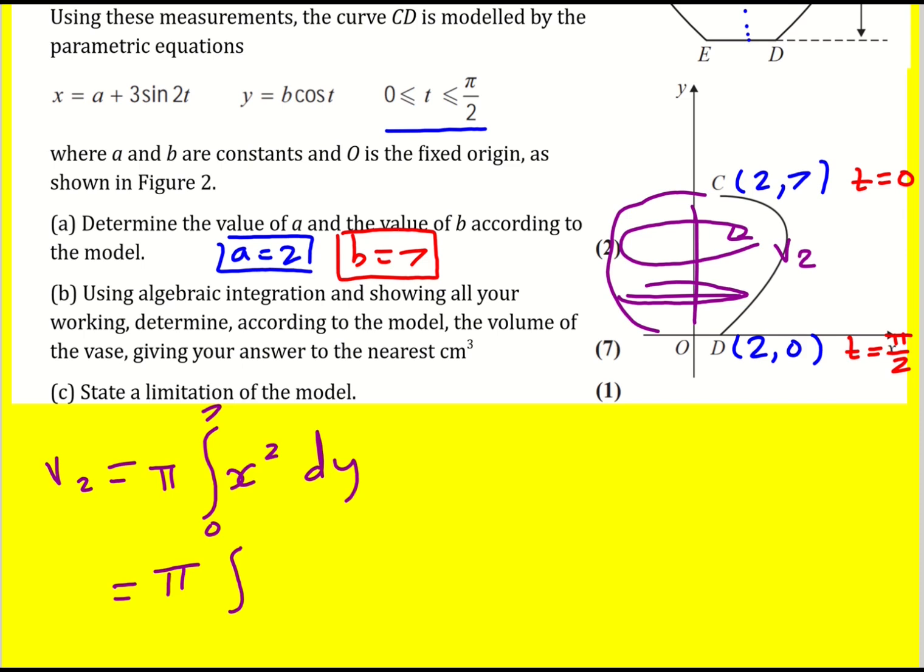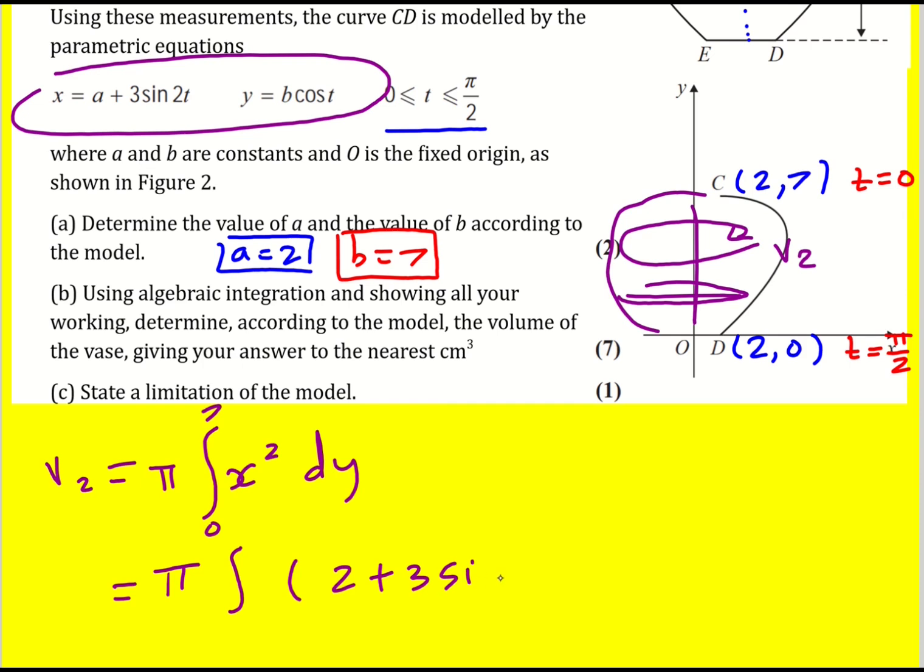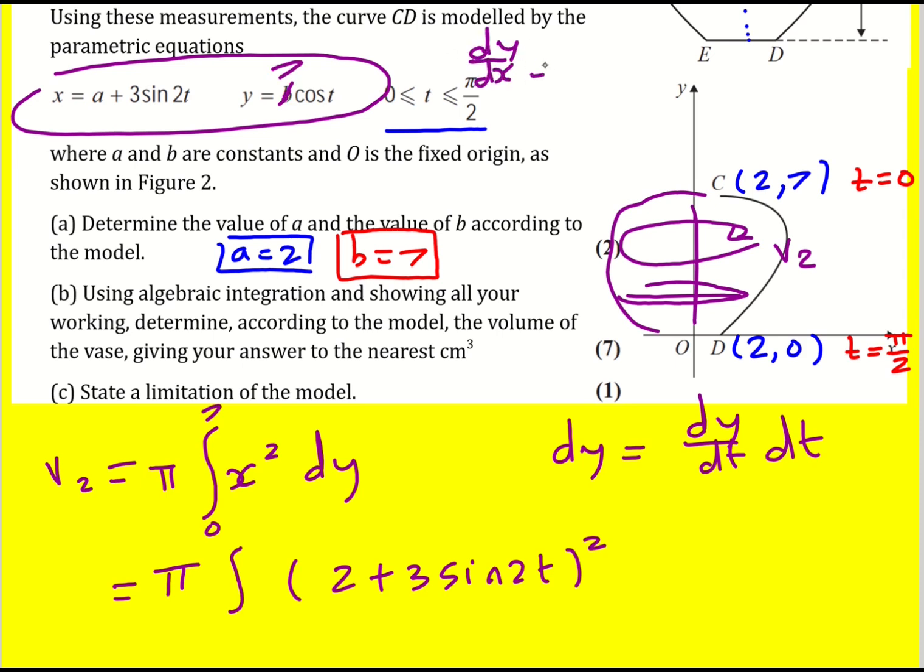But we're going to be doing this parametrically because the equations are defined parametrically. So we'll replace x by 2 plus 3 sine 2t, and we are squaring that. And then dy is actually going to become dy by dt, dt. We're using the chain rule here to do that. And then y is 7 cos t, so dy by dt is going to be minus 7 sine t.